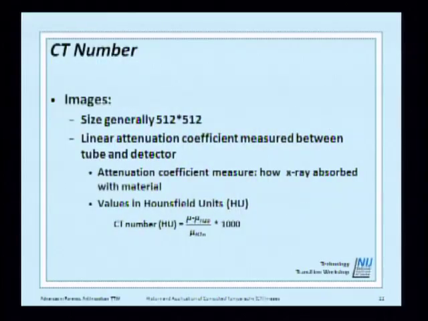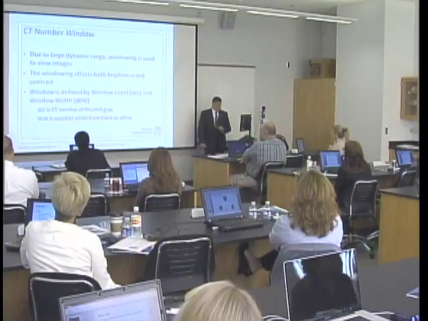The size of the patient also can have some effects. The values are in Hounsfield units, and that's how we use it. So the CT number, which is the Hounsfield unit, is basically the attenuation of the material minus the attenuation of the water, multiplied by a factor of 1,000.